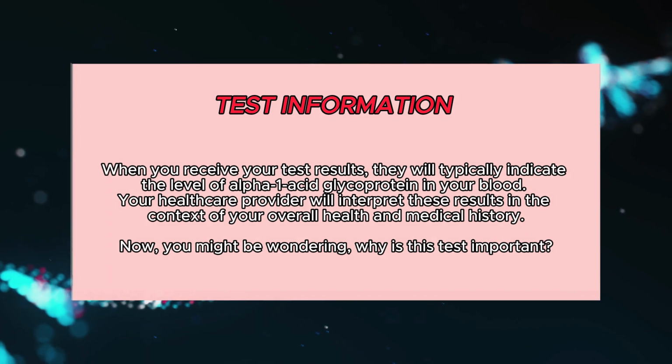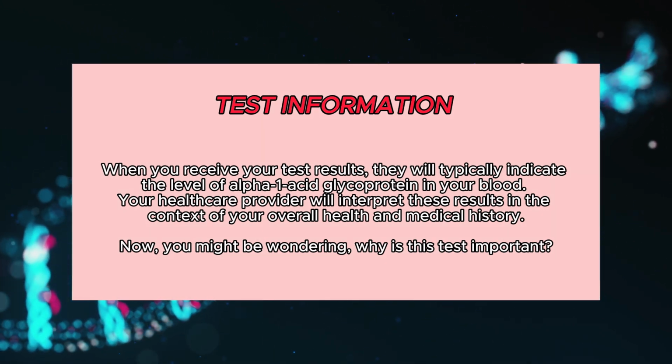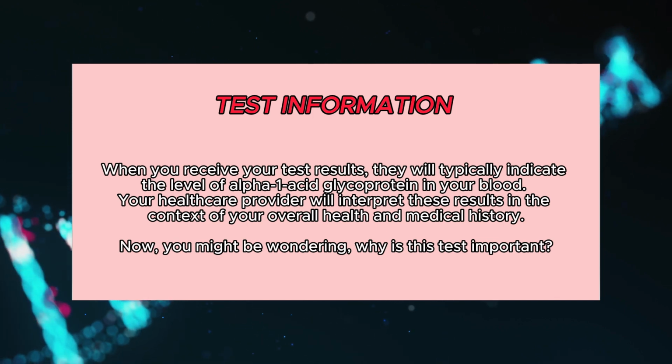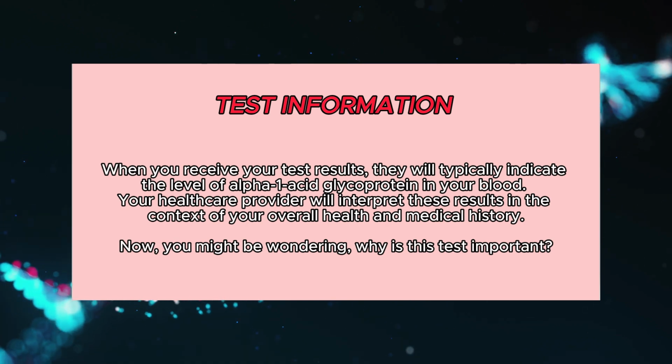When you receive your test results, they will typically indicate the level of alpha-1-acid glycoprotein in your blood. Your healthcare provider will interpret these results in the context of your overall health and medical history.